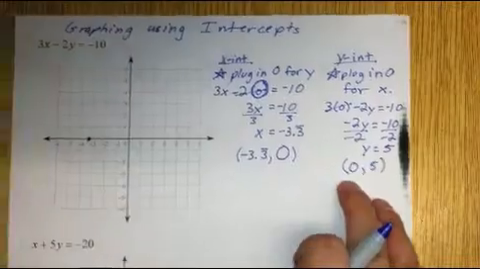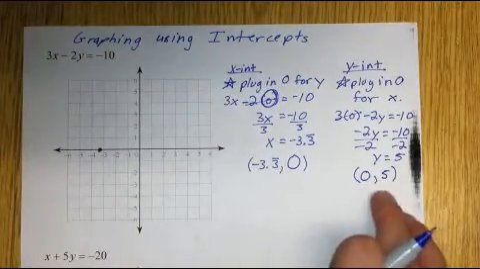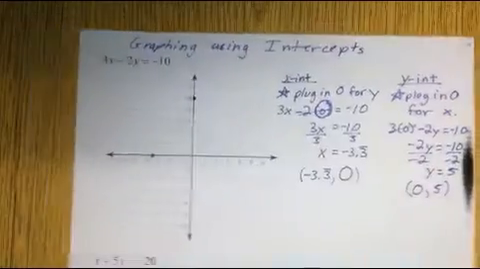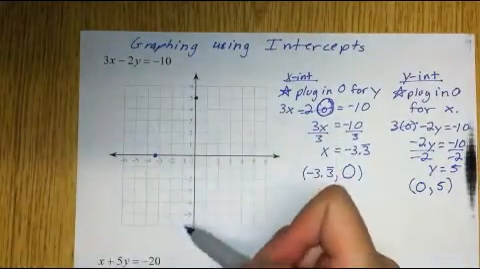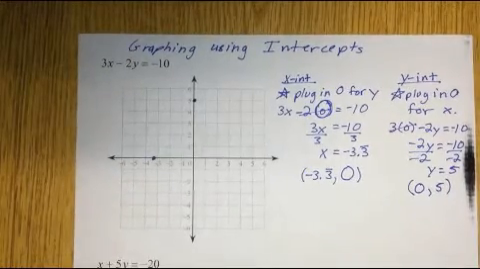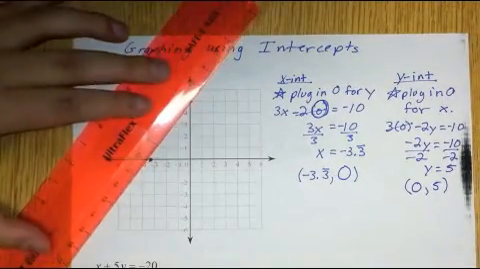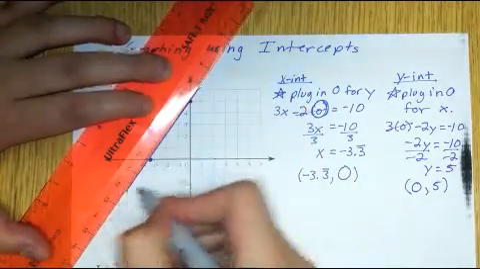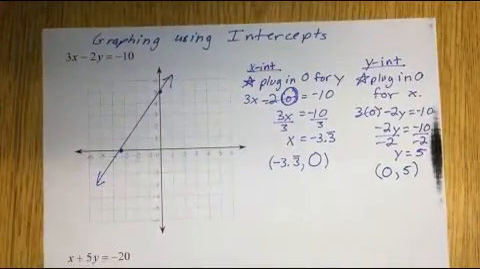Okay, can we plot that? Absolutely. Let's make sure that this is a y-intercept. 0, 5. Okay, it looks to me like this is a y-intercept. Isn't that where it's supposed to be? It lies on the y-axis. Does our line pass through these axes? Of course it does. Does that make sense?